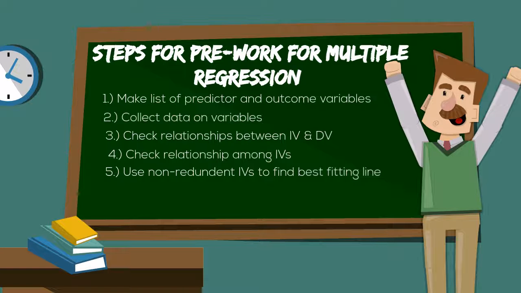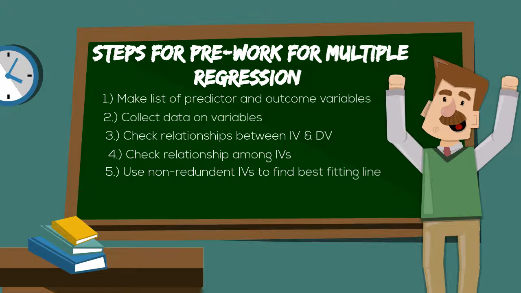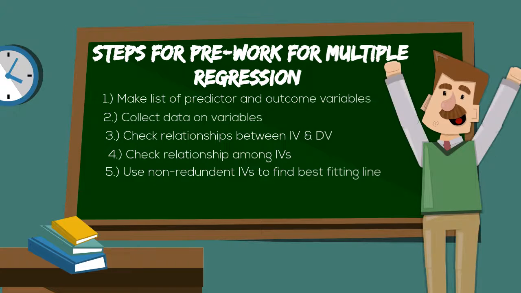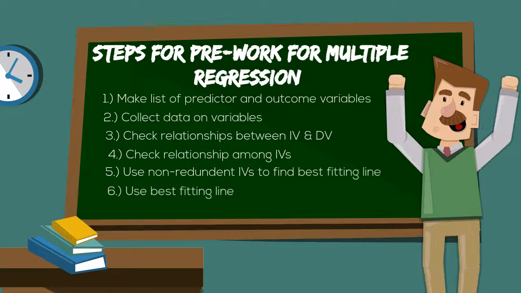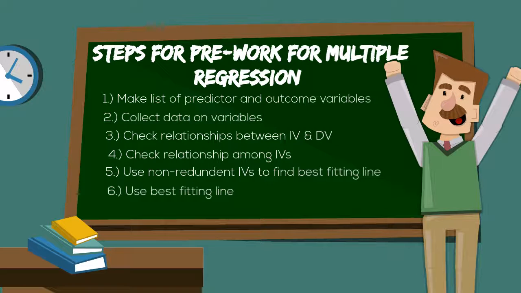The fifth step is to use non-redundant independent, or predictor, variables to find the best fitting line. You don't want redundant things in your line because, again, they'll throw off your regression. And then finally, use the best fitting line. I'm going to show you something a little later that I found really useful: you can make a table of all of your predictor-to-outcome variable combinations and see which gives you the best line.